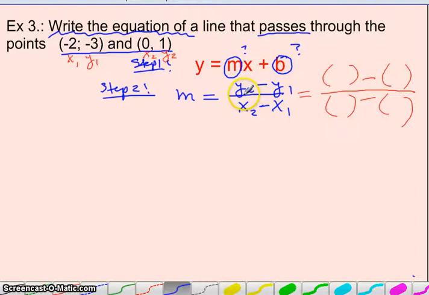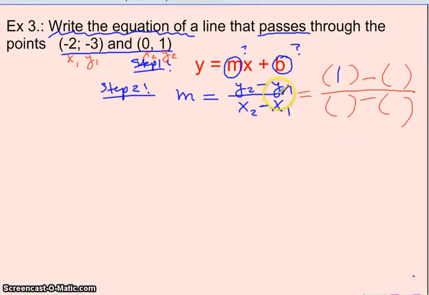Together with me, identify y2. According to the given information, it is 1. y1 is minus 3. Let's go to x's. x2 is 0 and x1 is minus 2. Now you will take your calculators and will figure out separately what the numerator, the top of this fraction, is. You might want to do it mentally first and then check with the machine. You will find that it is 4.